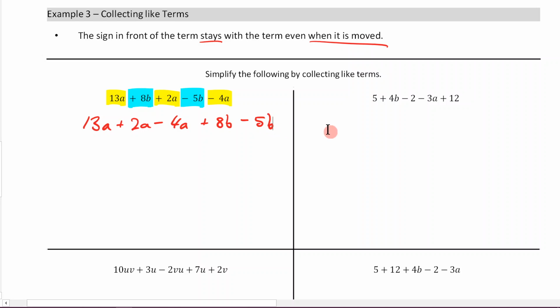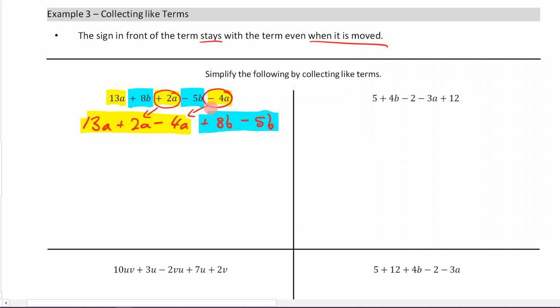So what I really want you to take note of here is the fact that I have moved the sign in front of each term. The sign is important because the sign is going to tell me whether I'm going to add or subtract. So right here, as you can see, I took 13a from here. I took plus 2a. I took the whole thing, plus 2a, and I brought it there. And I took minus 4a, and I brought it there. And the same too with the other side here. It's really important that you include the sign in front.